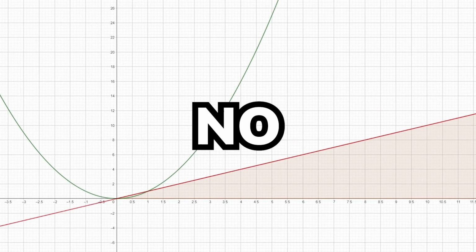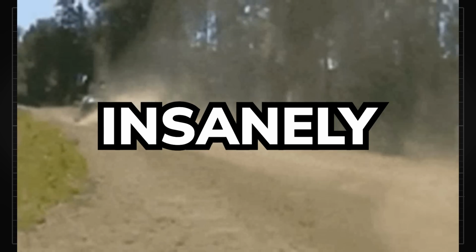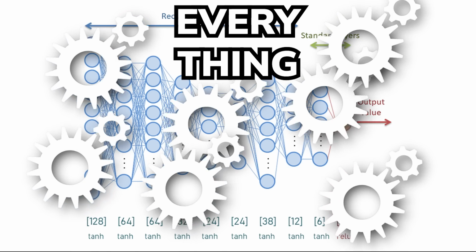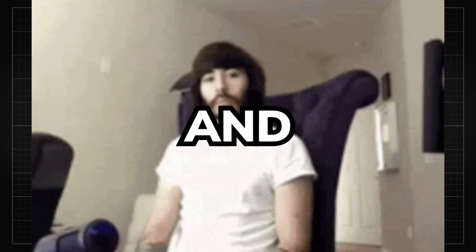On top of having no non-linearity between hidden states, it makes the calculations insanely fast. Since it can calculate everything everywhere all at once, you can just finish all the matrix multiplications at the start and call it a day.